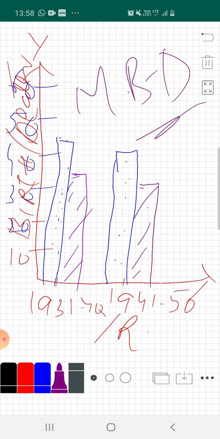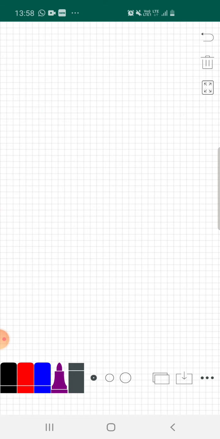This is the second method. Now let me start with the third, that is the subdivision method. It is also known as component bar diagram, subdivided bar diagram, or differential bar diagram. How will we show the subdivided bar diagram or differential bar diagram?